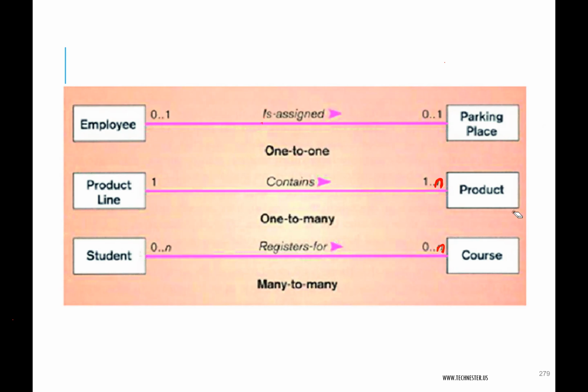Okay, one product line contains one or N number of products. Exactly. So one product line contains one or N products. Okay. So this third one, Tosin, please do this one based on the explanation of the first one.